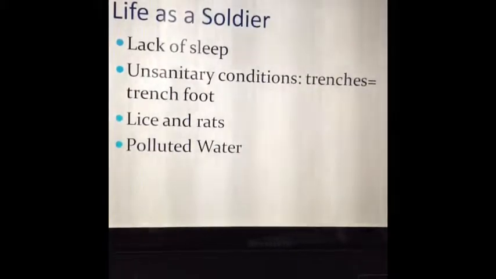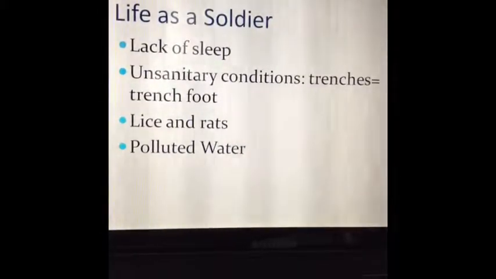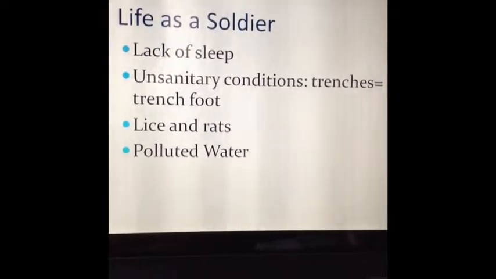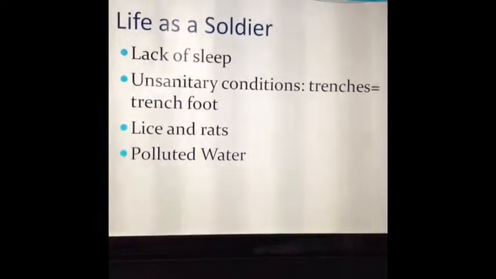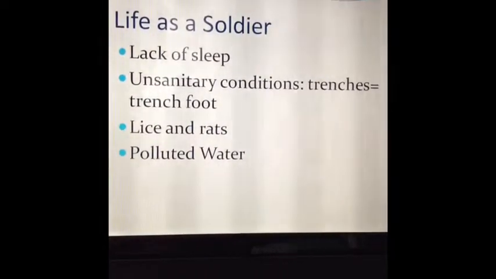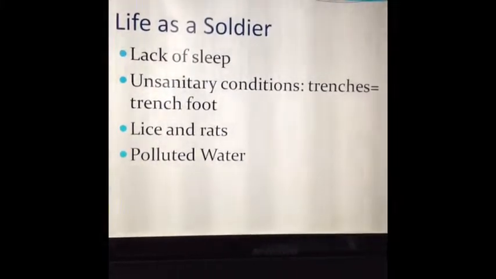Although the Americans achieved success, life as a soldier was very difficult. They suffered from lack of sleep, unsanitary conditions, which caused trench foot, lice and rats, and polluted water.